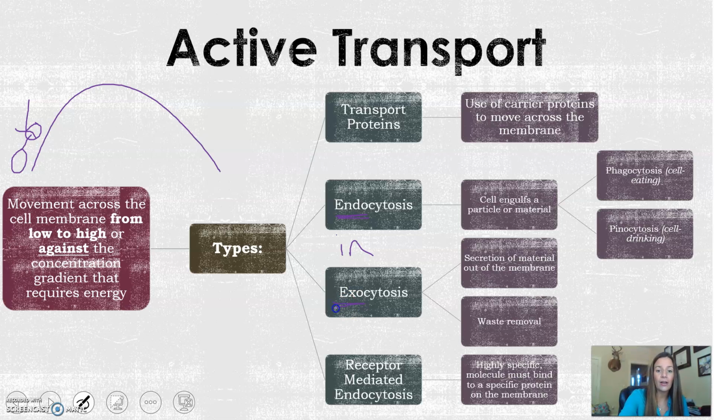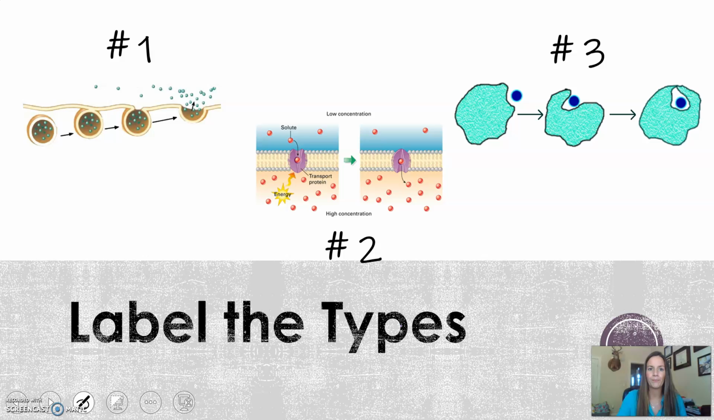Then you have exo, so exit or out. Exocytosis is leaving. So this is when material is moved out, and this is really common for cells to remove their waste. And then the last one I want you to know about is receptor-mediated endocytosis. So this is super specific. It binds to a specific protein that it's looking for, and then it uses endocytosis, the process of engulfing, to bring it into the cell.